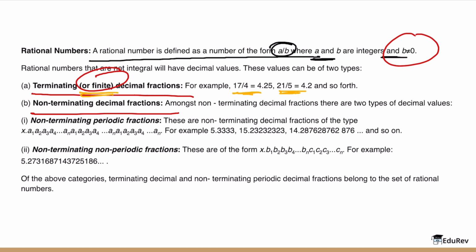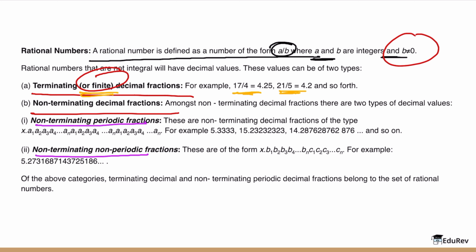Whereas non-terminating decimal fractions are the ones which do not terminate. When I say they do not terminate, there can be two types of non-terminating decimal fractions. These can be non-terminating and periodic, or non-terminating and non-periodic. Now understand the difference between the two. Both of them are non-terminating, that means they are not ending. But the difference is that in one, a portion is repeating, whereas in the other, no portion is repeating.